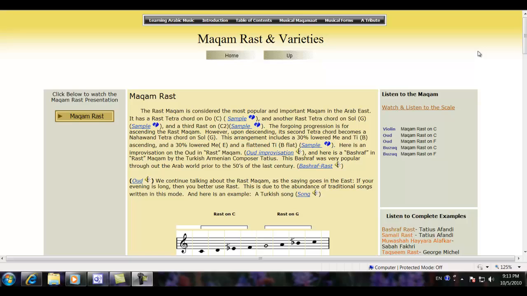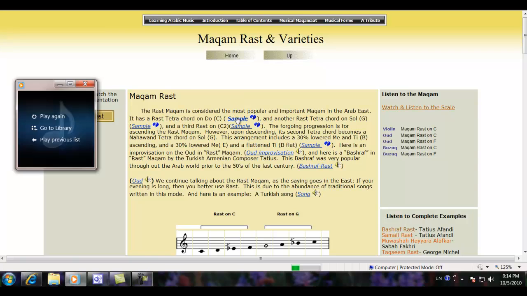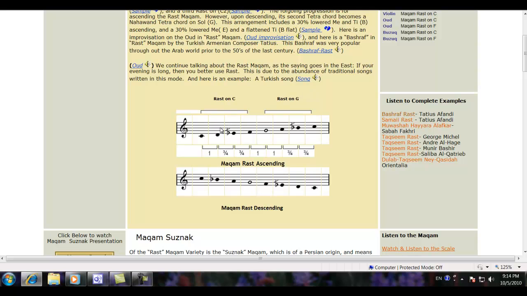As we said, we will make learning Arabic music easy for you, and we will. Here's a typical web page describing Maqam Rast. Over here you see the textual description of the maqam, and as you read about the maqam you could listen to the samples. That's the lower tetrachord of Maqam Rast, and then below it you see the Maqam Rast scales: Maqam Rast ascending and Maqam Rast descending. You will see the difference between the two.